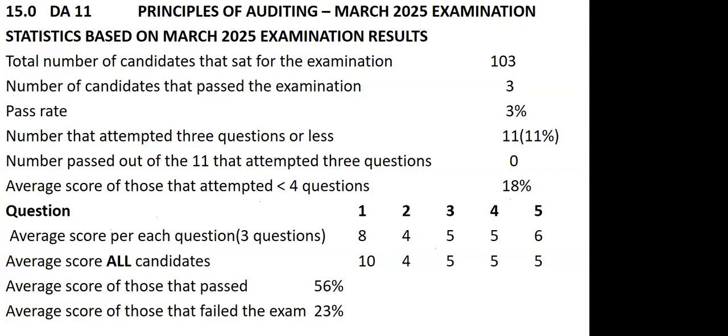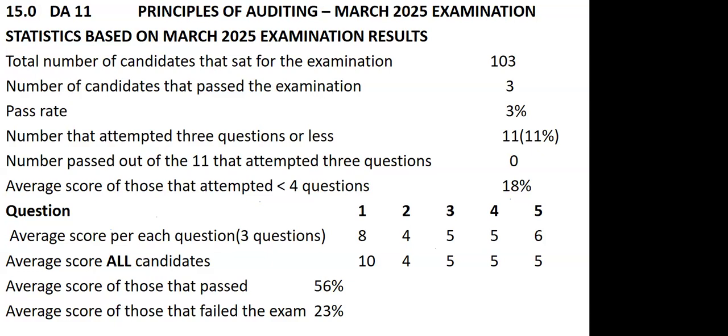50%. And then out of these 103 candidates, 11 attempted 3 questions, and none of these passed the paper. And when you look at the average score of those that attempted less than 4 questions, it's very low, signifying that actually time is not the factor, but lack of knowledge. Otherwise, the average score would have been much higher than what is shown there, you see.